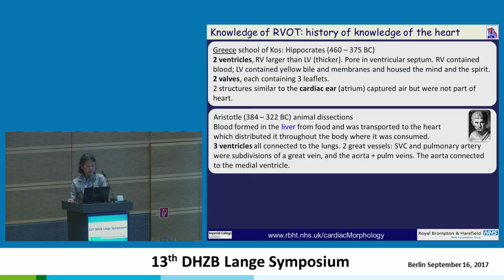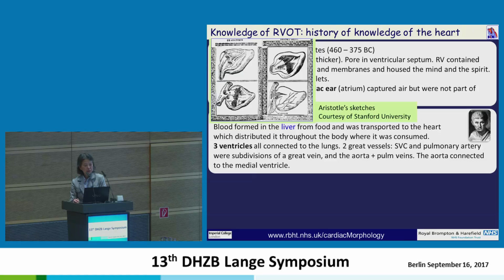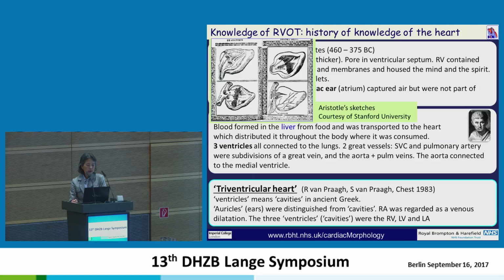And later, Aristotle, working on animal dissections, commented that blood formed in the liver, from which food was transported to the heart and distributed throughout the body where it was consumed. And he commented on three ventricles all connected to the lungs, and two great vessels, superior vena cava and pulmonary artery, that were subdivisions of the great vein. Now the three ventricles were quite intriguing, and these are his diagrams, his sketches. And it took some time before the Van Pragues came up with the interpretation of the tri-ventricular heart.